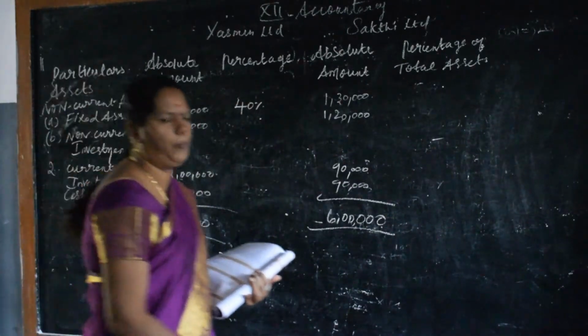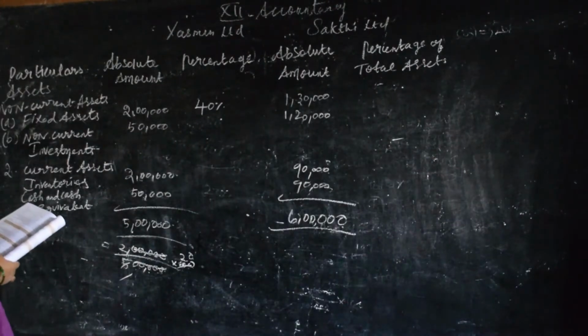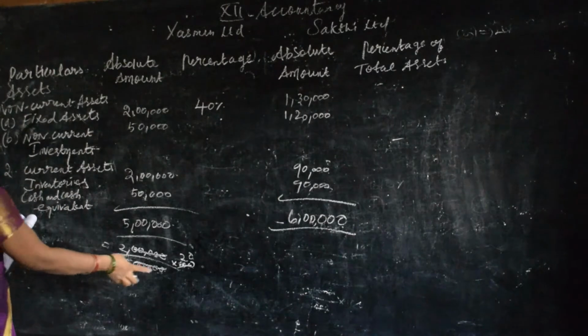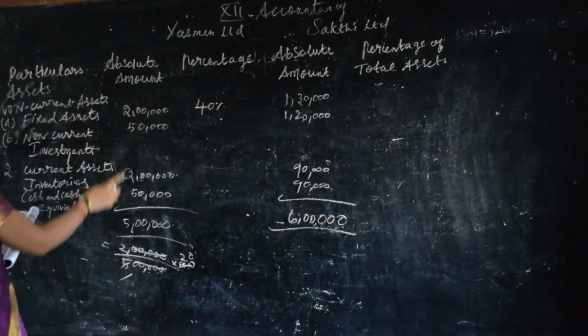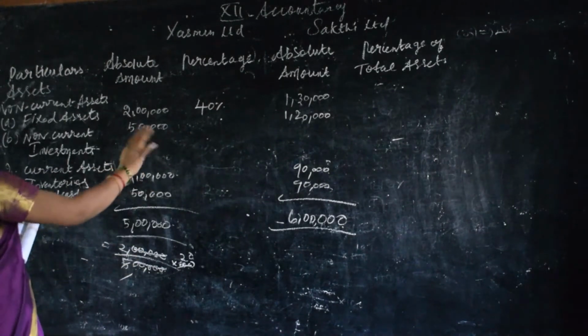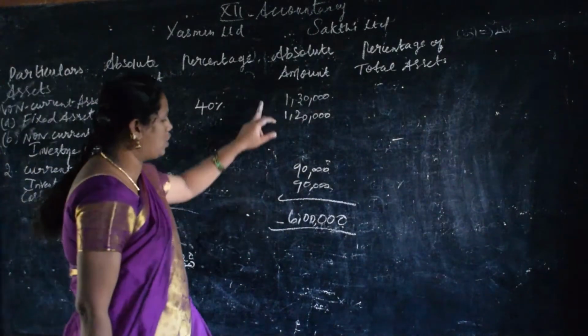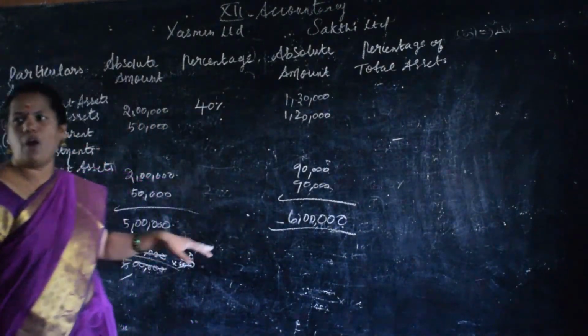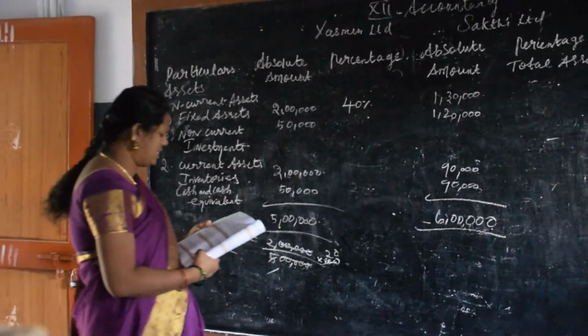Okay, likewise, you prepare all the sums. 2 lakhs for 5 lakhs into 100, you will get 40%. And 50,000 by 5 lakh into 100, you will get the percentage. Likewise, the denominator value and this value should be same. Okay, if you find out, you will get the answers. Then this is the second part of the sum. Are you clear? You will get the fixed asset percentages.